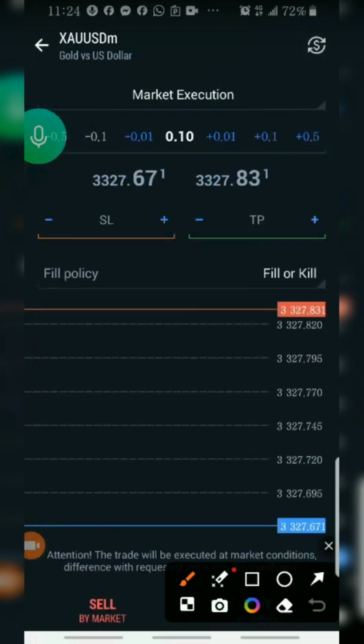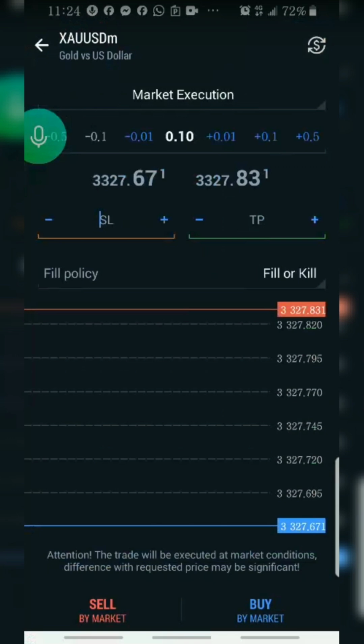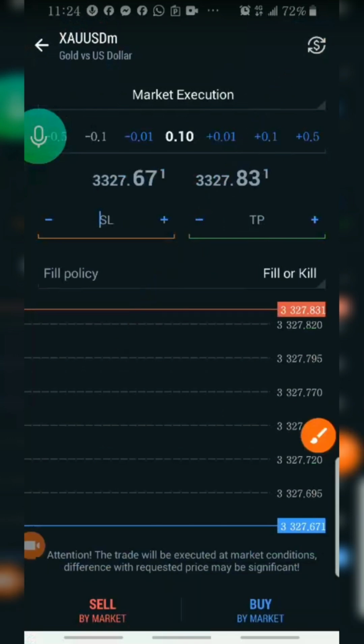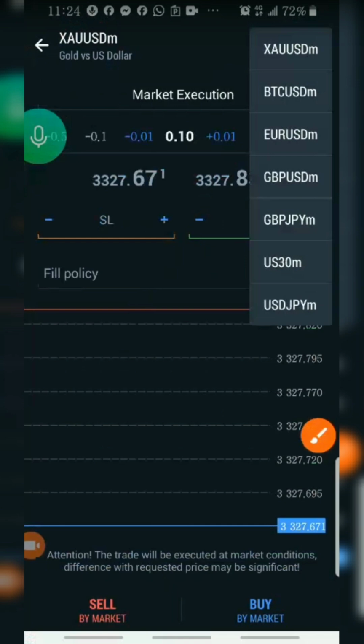Now you can see it is taking me back to gold. This is gold, XAUUSD. Always look at the ticker. This is what we call the ticker. Always look at it. But now I want to trade BTC. I should click on what? I should click on this dollar sign to bring out the options. Now I'll then click on BTC.